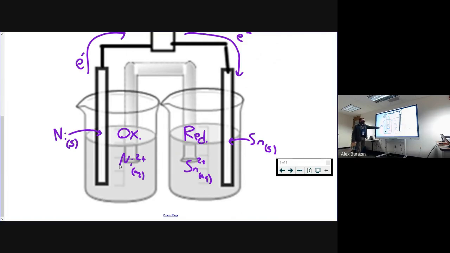So this is oxidation. What are we going to call this electrode? It's nickel, that's the material it's made out of. But what are we going to call that electrode? That's the anode. How do I know to call that the anode? Oxidation occurs at the anode. This is the cathode. Reduction occurs at the cathode. Okay.